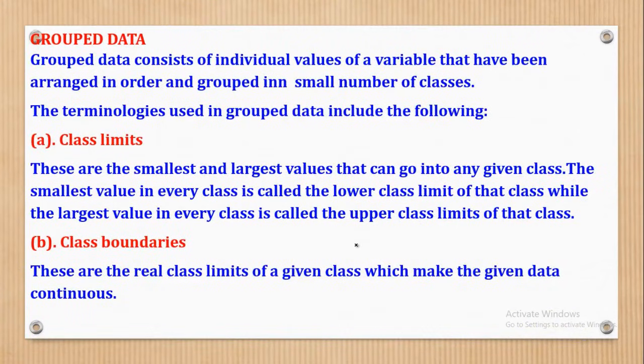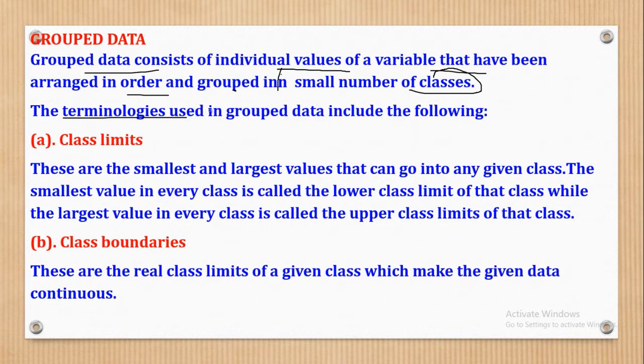So far what we have been dealing with has been ungrouped data. Now we are going to deal with grouped data. Grouped data consists of individual values of a variable that have been arranged in order and grouped in a small number of classes. Now we have this word, classes.